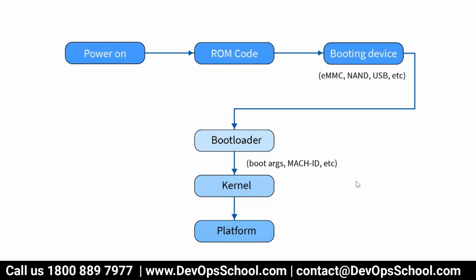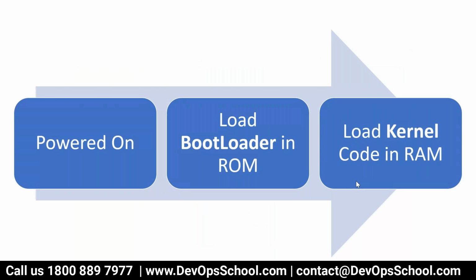So this is the flow. First you power on your laptop, then the ROM code gets triggered, and then you have the booting devices including the bootloader, after that the kernel, and then the rest of the applications. So: power on, load the bootloader in ROM, load the kernel code in RAM. If someone asks you where the kernel code runs, it is in RAM. Where the bootloader runs, it is in ROM. Will you remember this, all of you?